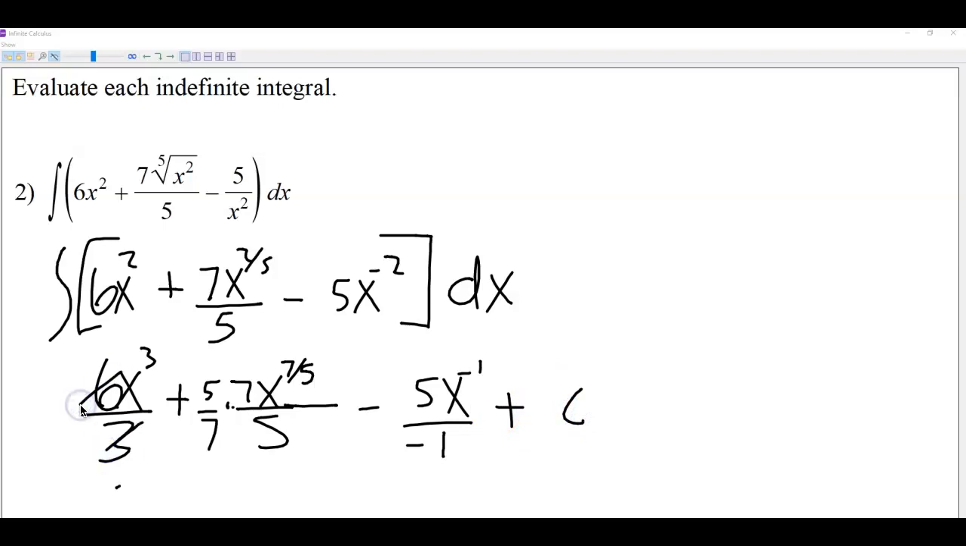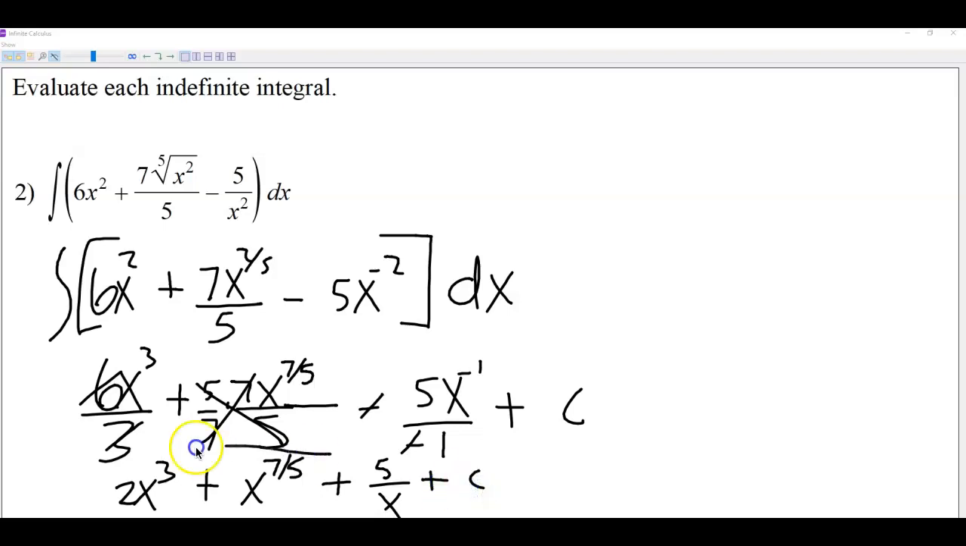So 3 goes into 6 twice, so that becomes 2x to the 3rd. In this case, both of these cancel. So I'm left with x to the 7/5 power there. This negative is going to cancel that negative to make a positive. And then the 5 is going to stay in the numerator. But since that x in the top there has a negative exponent, I'm going to move it to the bottom with a power of 1 that's positive. And since it's a positive 1, I'll just leave it as x instead of x to the 1. And then we don't want to forget our plus c. So there is our final answer for number 2.